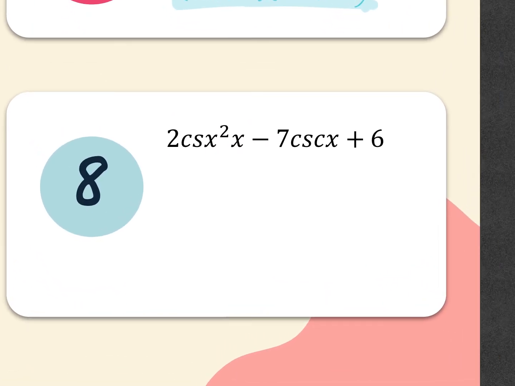All right, 8, I would probably use substitution just because it's a little bit more complicated. A cosecant of x, and I get 2a squared minus 7a plus 6. You try it. Factor that out.